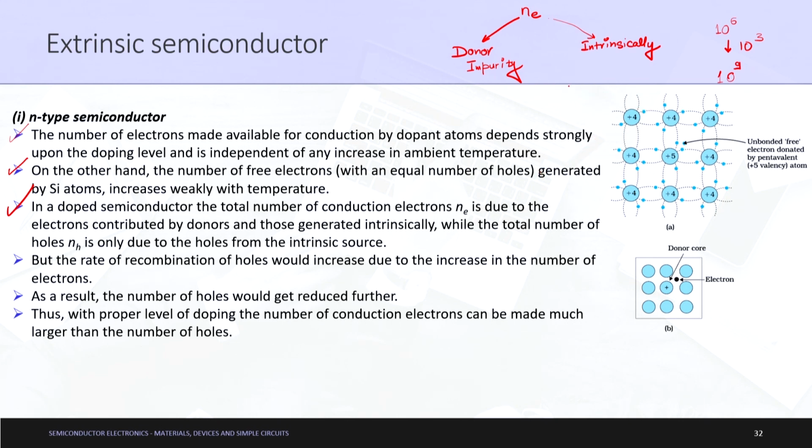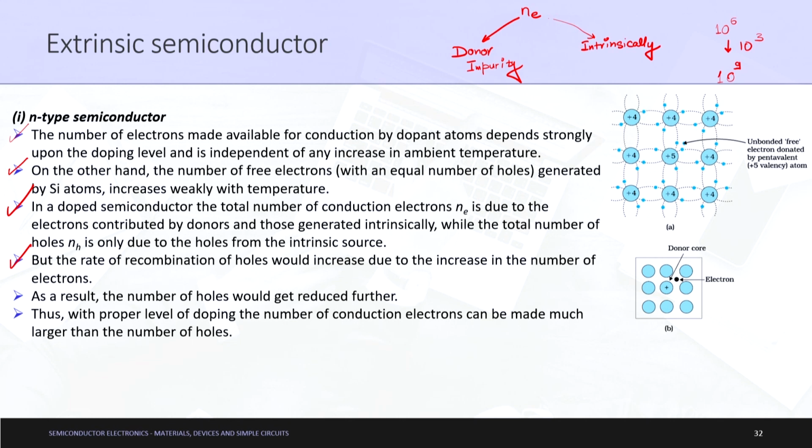Holes generated are only and only due to the intrinsic source. Why? Because there will be a temperature change, there will be an increase in temperature. This temperature increase will lead to the breakage of some of the covalent bonds, due to which the electrons are imparted or become free, and hence there is generation of holes. No holes will be created due to the pentavalent addition. That has only been explained here. While the total number of holes NH is only due to holes from the intrinsic source.